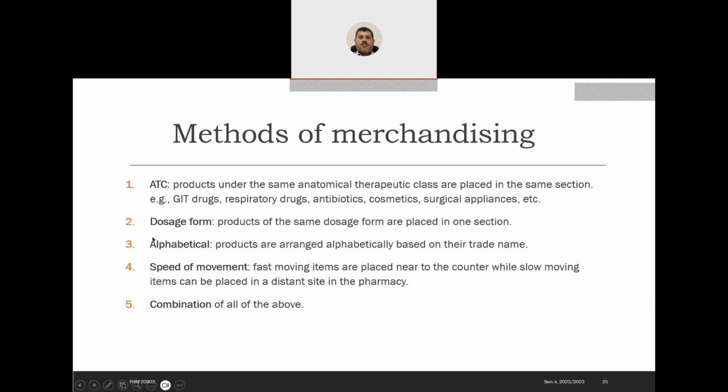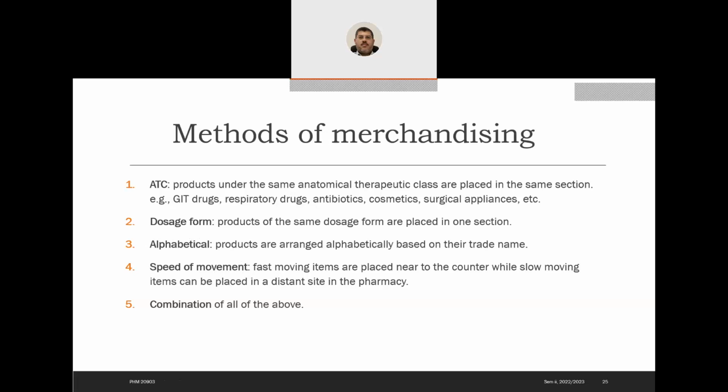Or you can arrange them alphabetically, meaning you follow the name. Okay, drugs starting with A first, the names starting with B next, and then C, D, and so on. You can arrange them also based on speed of movement. So fast-moving items, you put them near the counter.